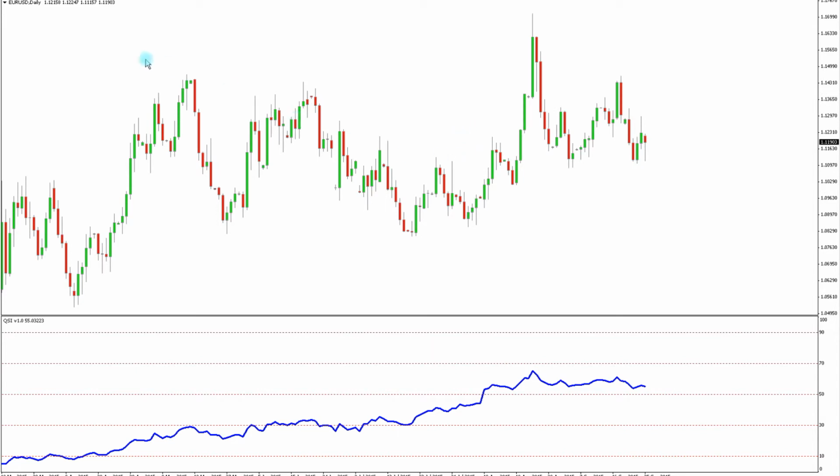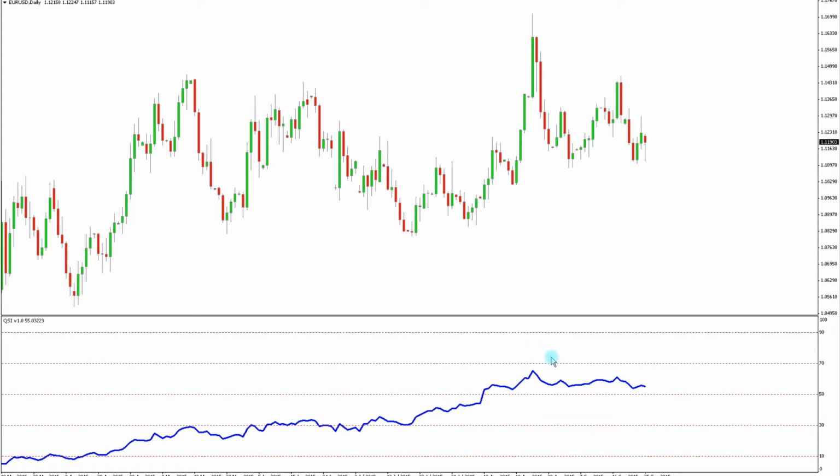This is, for instance, the Euro USD on daily chart. So what you can see is this is the indicator itself. This is the 50 level barrier. So when we are above 50 it means that we are bullish. When we are below 50 it means that we are bearish. So here we are in bearish area.